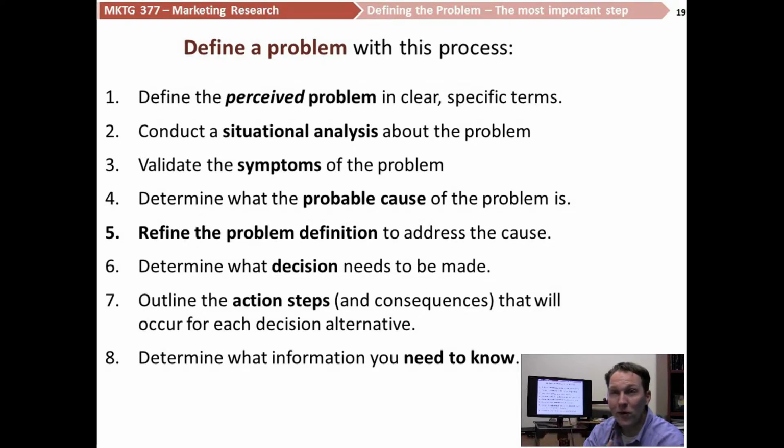Then, once we know the cause and we've refined our definition, we can determine what decision we need to make. We can outline our action steps, which are the things that we're going to actually do once we have some information. And we can also try to think about the consequences of those actions that will occur for each of our decision alternatives. And decision alternatives would be things like, if we learn X, then we're going to do this, and if we learn Y, then we're going to do that. So we can specify maybe 2 or 3 courses of action. And then finally, we can determine what information we need to know. We're going to talk about setting research objectives in a future lecture, but that's what step 8 would lead to, is setting good research objectives.